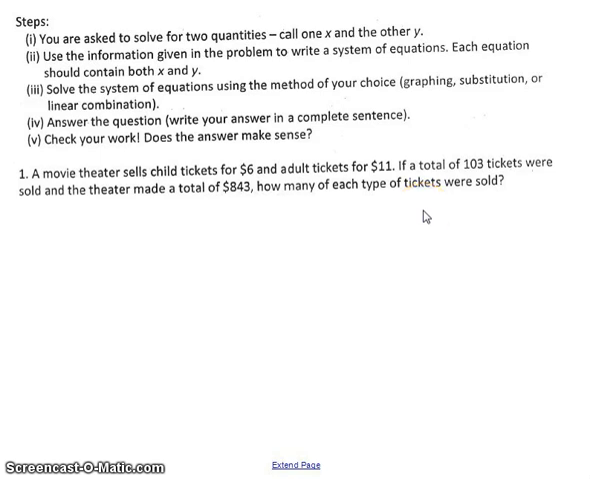The key point to recognize, going back to this very first thing here, is that you're asked to solve for two quantities. What you're asked to solve for is how many of each type of ticket were sold. And the two types of tickets are children's tickets and adults' tickets. So you're asked to find what A and C are, or C and A. But the information that you're given, and the place that I would suggest you focus your attention, is on the totals. You're told there are a total of 103 tickets. You're also told there's a total of $843.